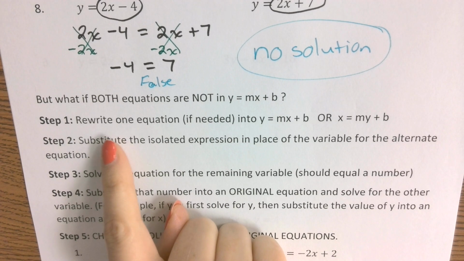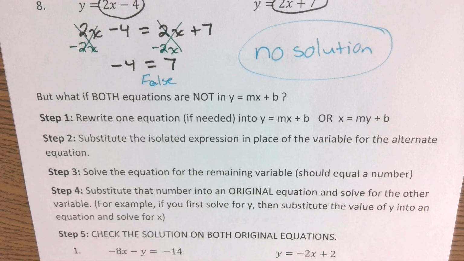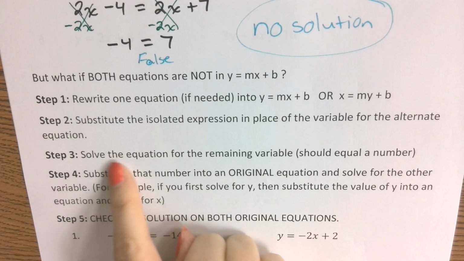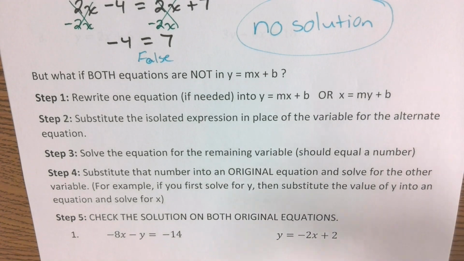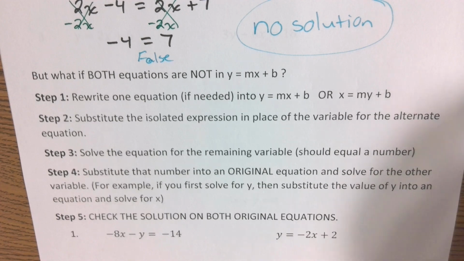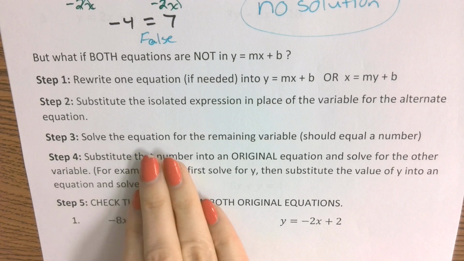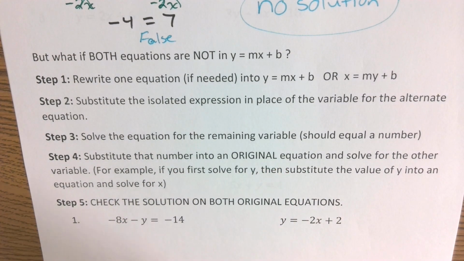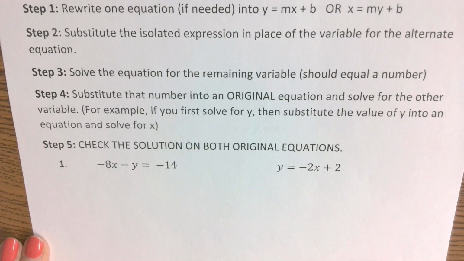The next thing you would then do is substitute your isolated expression in place of the variable in your alternate equation. I know that doesn't sound like it makes any sense. It will when you see it in the process. The third step is to solve your equation for the remaining variable. So that means it should equal a number. You should get y equals a number or x equals a number. And then you would take that value and just follow the same process that we've done before. Substitute it back into an original equation and solve for the other missing variable. And then, as always, check, check, check. Okay? So let's take a look using these steps.